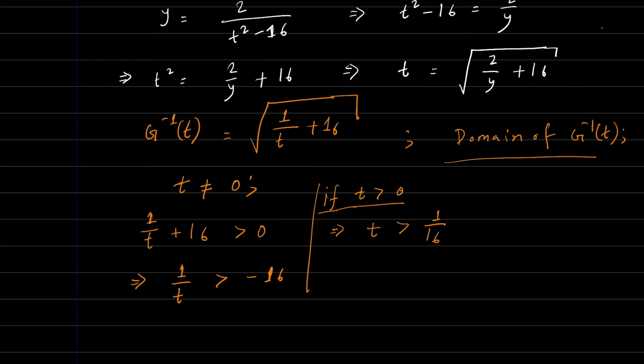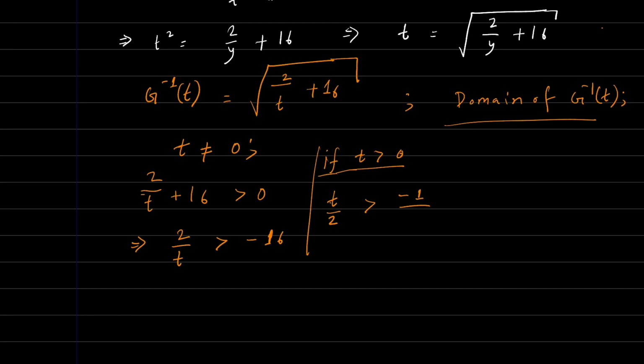We made a mistake. Here it would be 2. Now let me correct. If t is positive, then this should not change the sign. So t over 2 is greater than minus 1 over 16, or t is greater than minus 1 over 8.